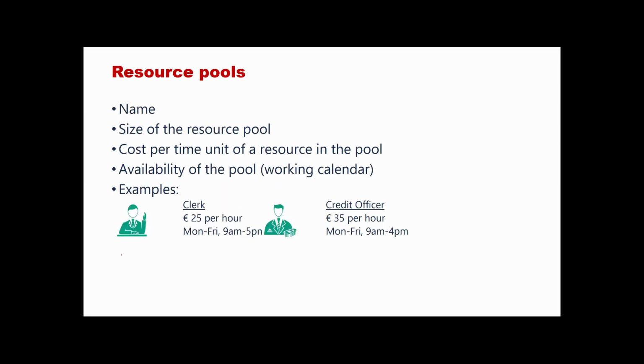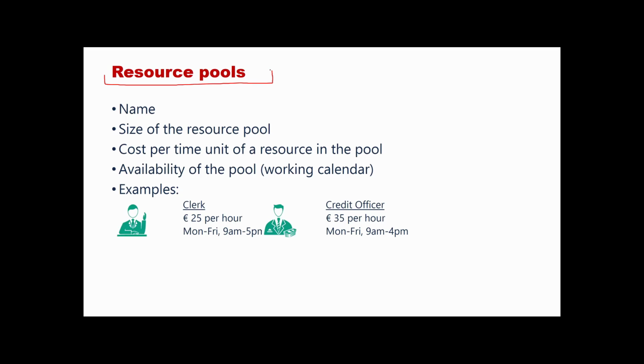How do I do it? Well, I define something called resource pools. So it's like I identify the roles in the process. For example, in this loan application process, there is clearly a clerk, one or more clerks, and one or more credit officers. So I will say that the clerk is a resource pool, and there are many such clerks. And I will say that the credit officer is a resource pool, and there are many such credit officers.